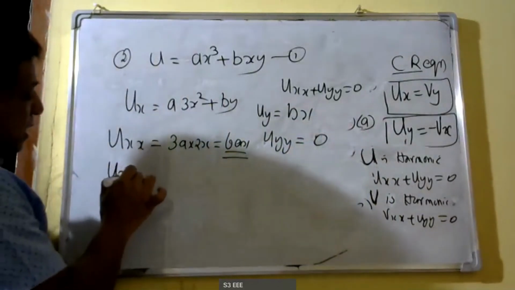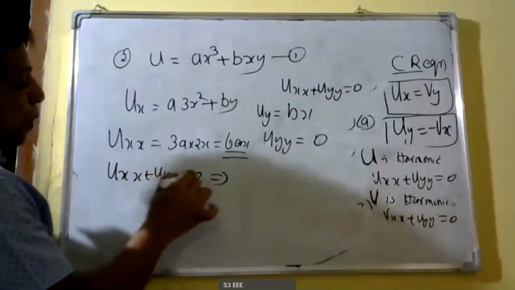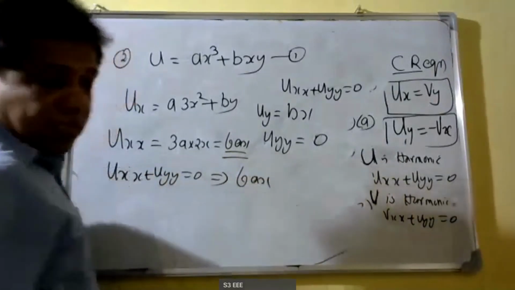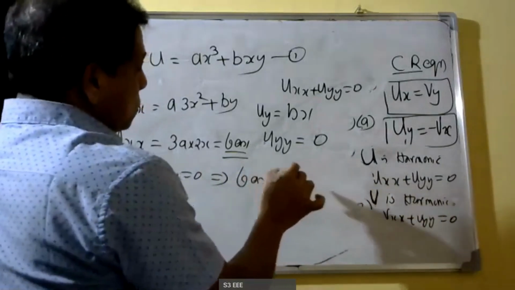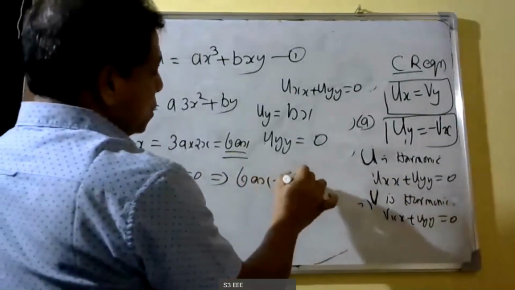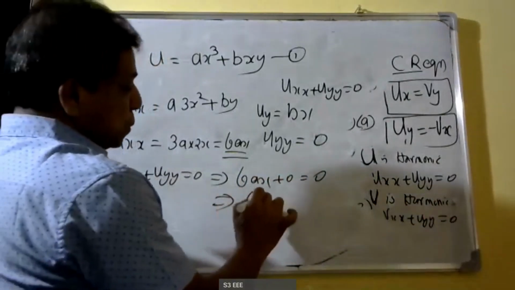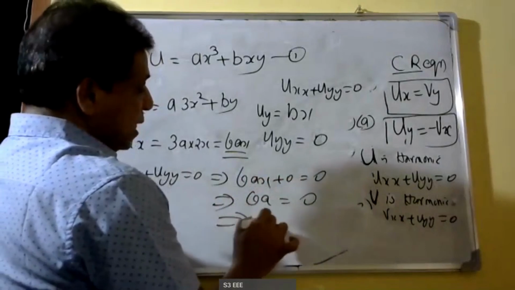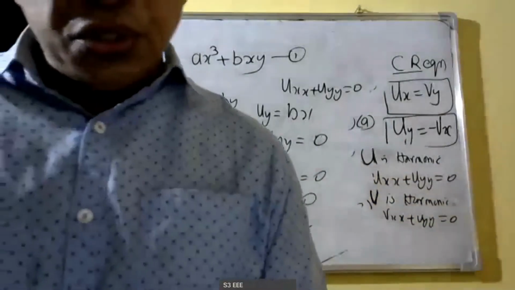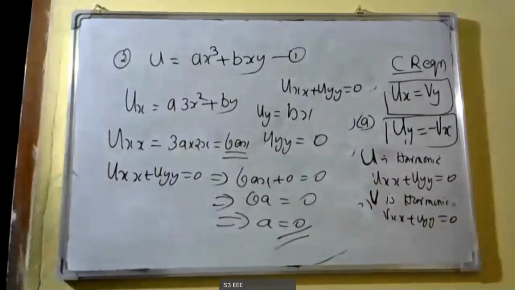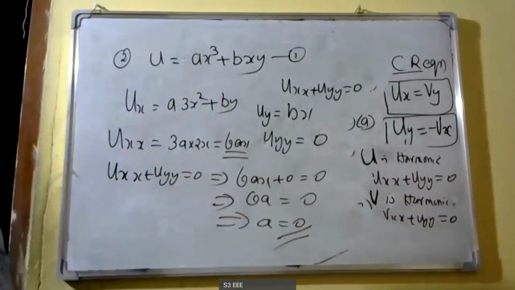Therefore, uxx plus uyy equal to 0 given the condition. Therefore 6ax plus 0 is equal to 0. That implies 6a is equal to 0, so a equal to 0. The value of a is equal to 0. Therefore, in this problem, the constant value a is equal to 0.